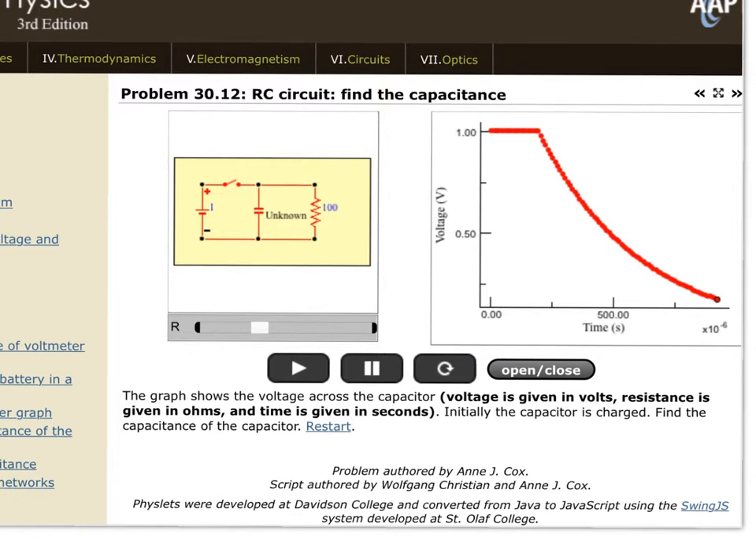Now you just want to slide this down here to the minimum resistance of 50, do the same thing again, slide it up here where it's 200, and since the time constant is R times C, you would expect in the case of the 200 it'll be twice as long, and in the case of 50 it'll be half as long. That's what you should find.